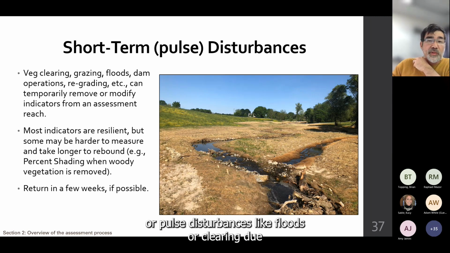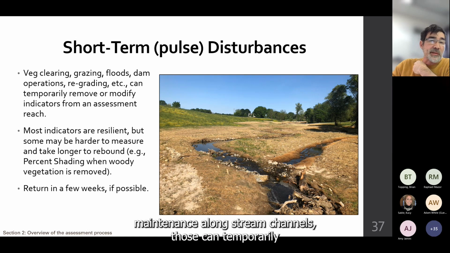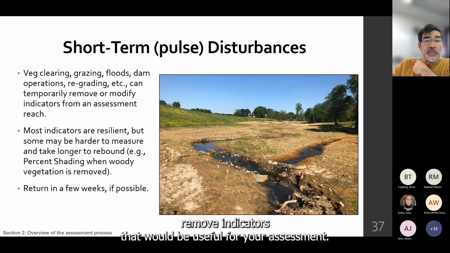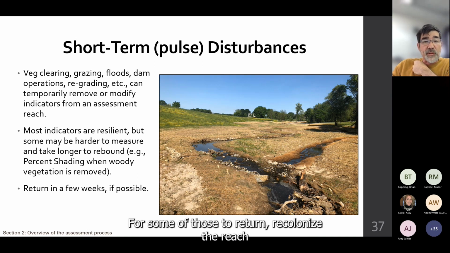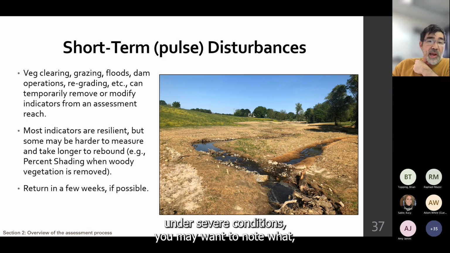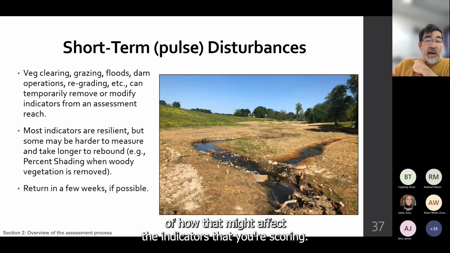Short-term disturbances or pulse disturbances like floods, or clearing due to vegetation trimming and maintenance along stream channels, can temporarily remove indicators that would be useful for your assessment. Most indicators will come back, so you may have to wait and return to a site for a few weeks for some of those to recolonize the reach. Under severe conditions, you may want to note what you observed during the site visit and make a note of how that might affect the indicators that you're scoring.